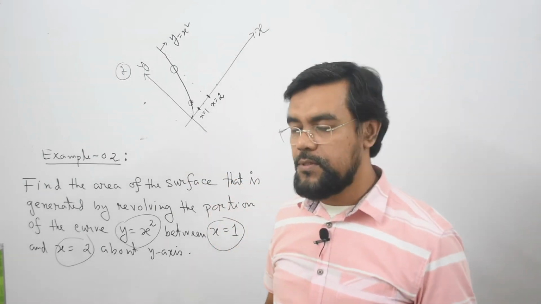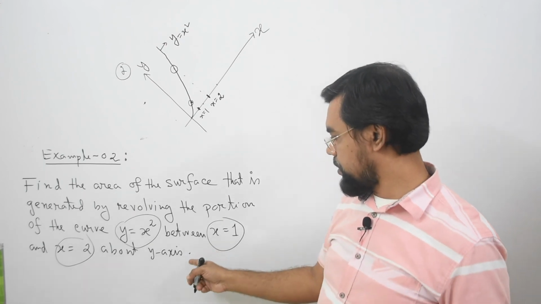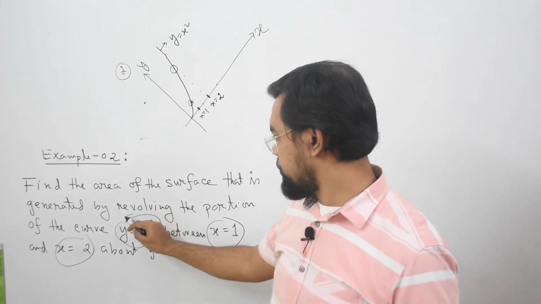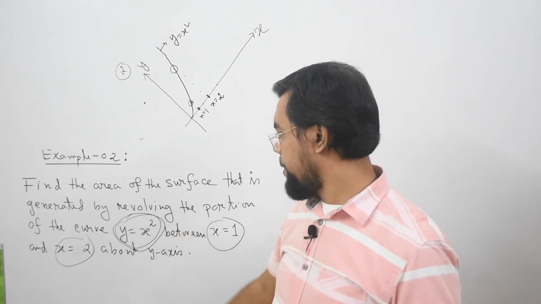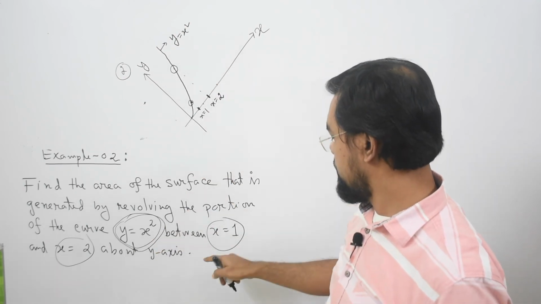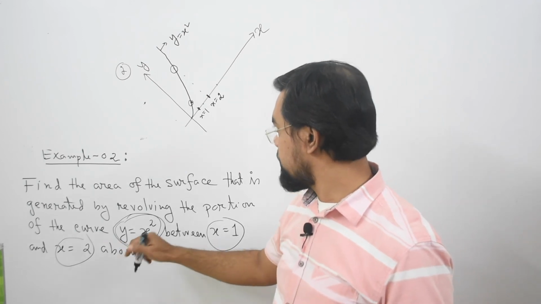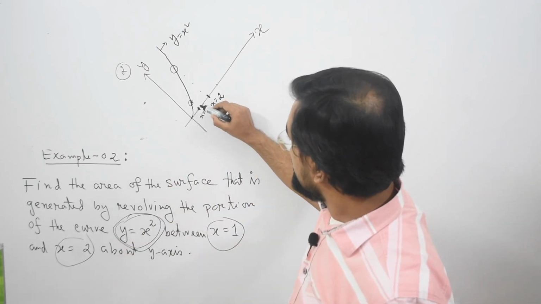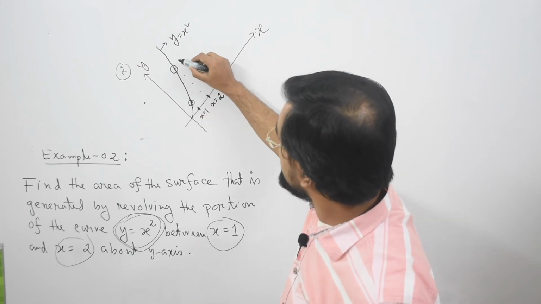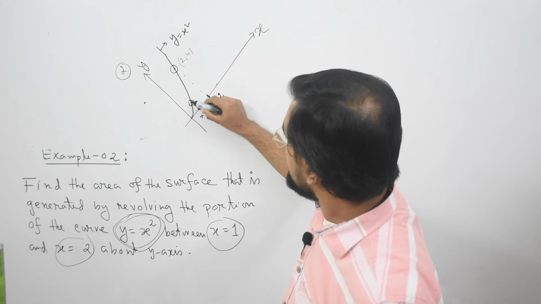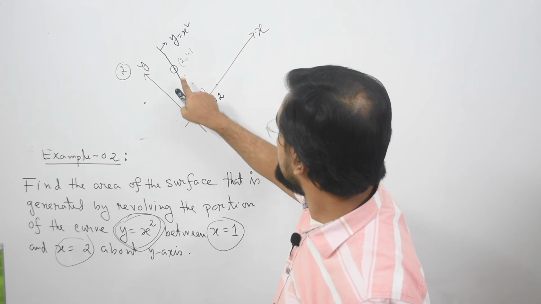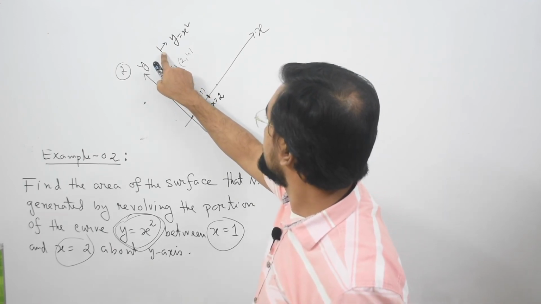So now let us try to understand our second formula by using this second example. And here our curve is y equals x squared, and we revolve this curve y equals x squared between x equals 1 and x equals 2. So we know when x equals 1, y will also be 1, this point, and this point is 2, 4. This point is 1, 1, and we don't need this part, we also don't need this part.